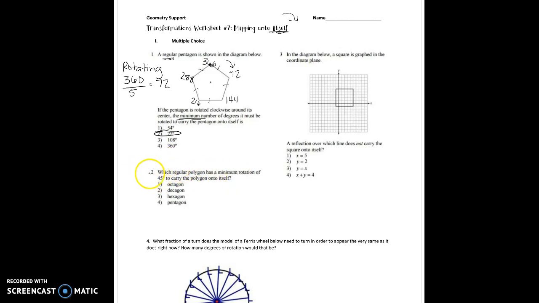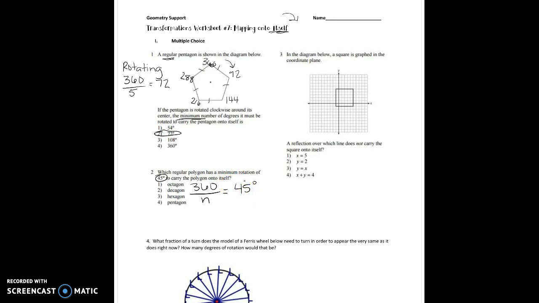okay? So number 2, instead of giving us the polygon and having us find the measurement, it's giving us a measurement and asking us to find the polygon. Well, we can just use that same equation, 360 divided by the number of sides. We just don't know what the number of sides is. So if I take 360 degrees, and I'm going to divide by some number of sides, but I don't know what it is. But I do know that the minimum measurement is 45.